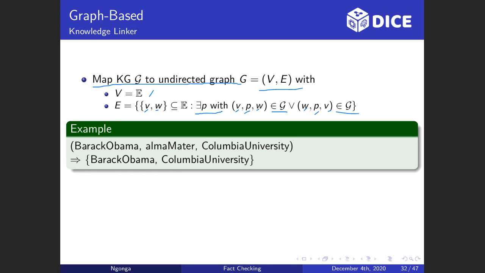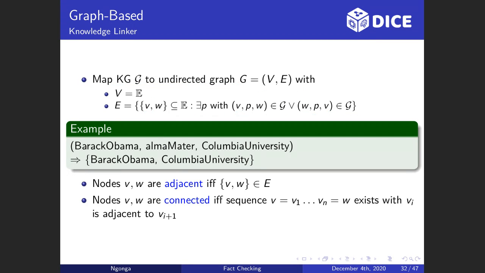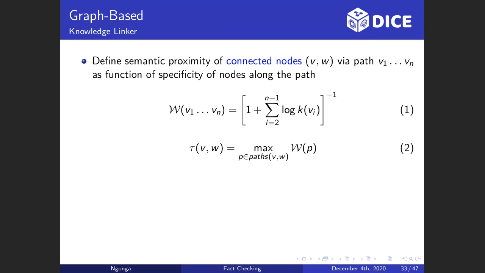So fundamentally what it says is, if two things are connected in my knowledge graph, I'm just going to shove a link between them. So Barack Obama, alma mater, Columbia University will be transformed into an edge between Barack Obama and Columbia University. This obviously loses information by not considering the predicate itself. And the nodes are going to be declared adjacent if there's an edge which connects them, and they're going to be connected if there's a sequence of edges which connects them. Simple graph theory, nothing particularly exciting here.